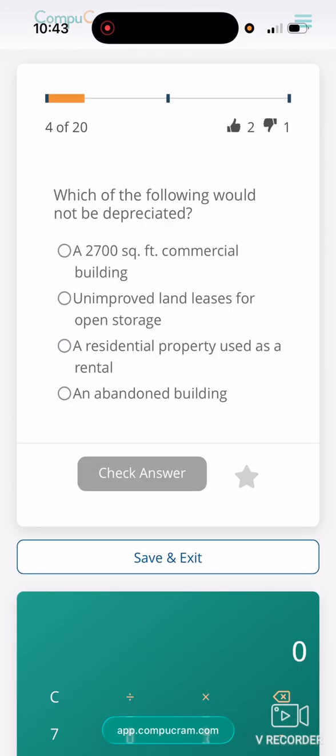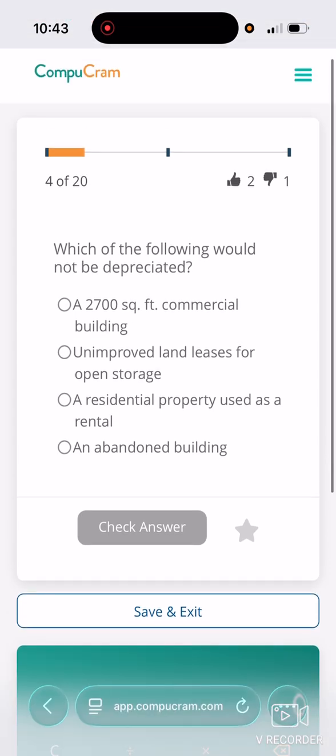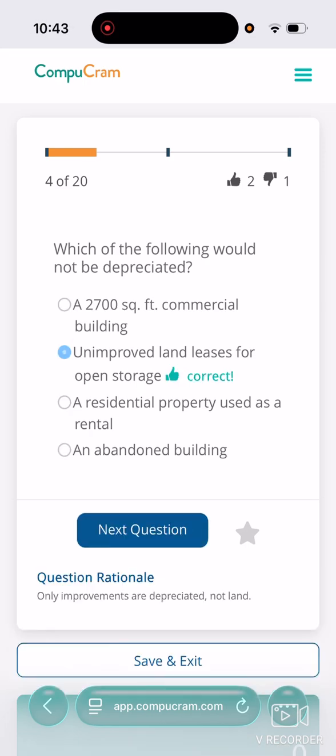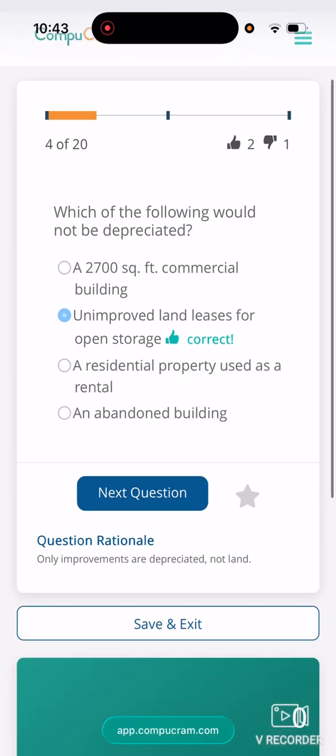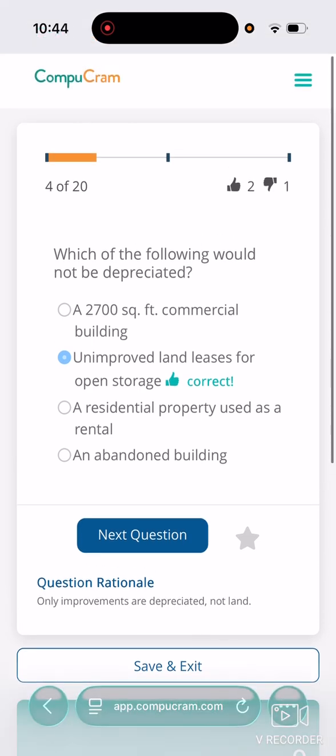Which of the following would not be depreciated? Okay, now this might be something important, so let's see. A 2,700 square foot commercial building, unimproved land leases for open storage, a residential property used as a rental, an abandoned building. I either want to say abandoned building or B, unimproved land leases for open storage. Let's see that one. Okay, so question rationale: only improvements are depreciated, not land. I should have got that one wrong. Maybe it would have given me a longer explanation, but oh well. Remember that: only improvements are depreciated, not land.